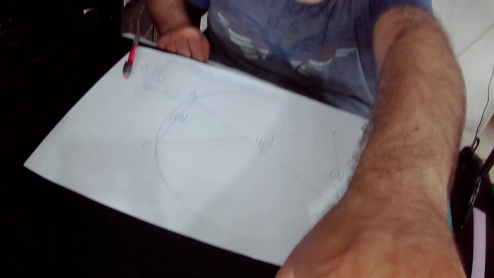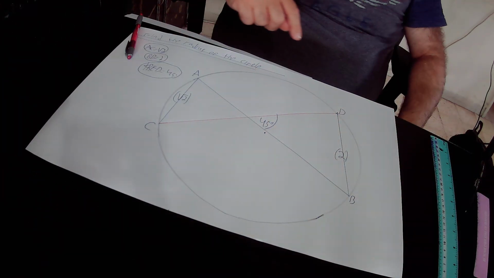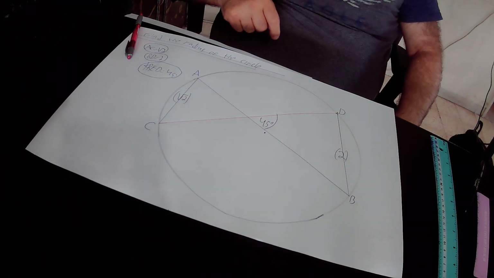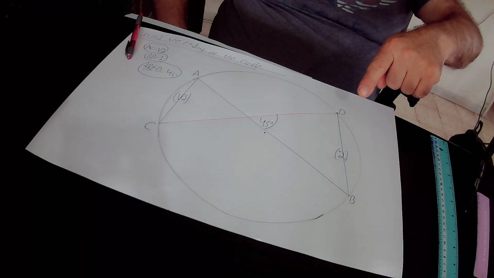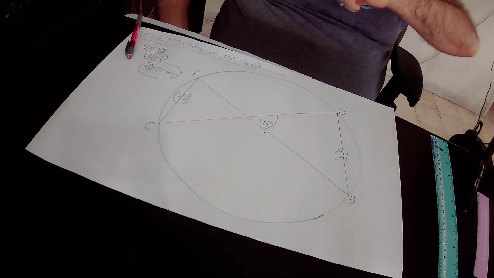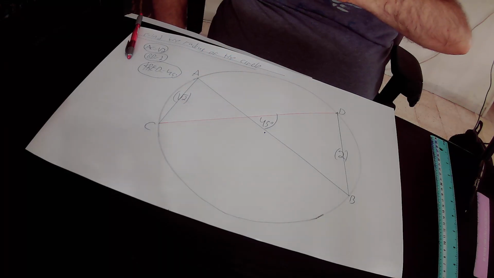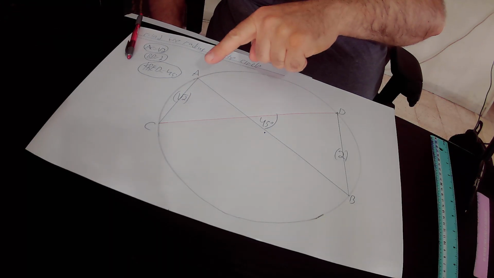Along this lecture, we will find out the radius of a circle. In the drawing, we have a circle. Inside the circle, we have chord DB that equals 2 units in itself. This is called AC. That equals the square root of 2 units in itself.